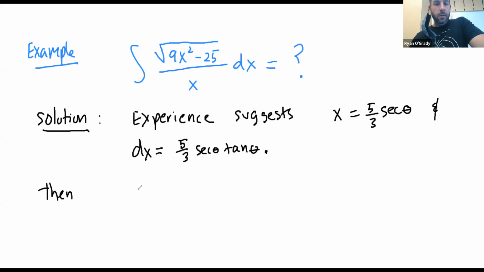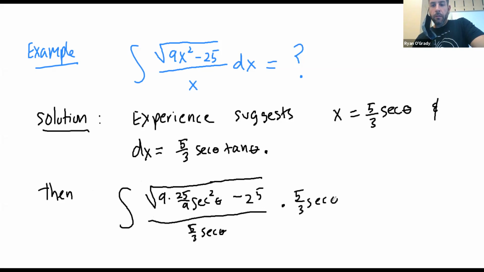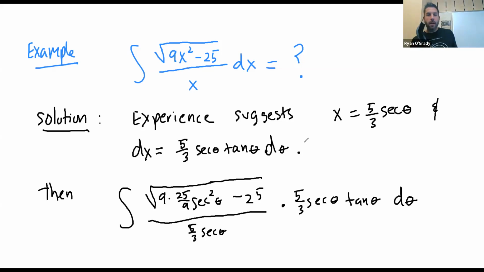And so if I plug these things in, what is the integral I'm left with? Well, we got to go very carefully. Upstairs, we're going to be left with the square root of 9 times 25/9 secant squared theta minus 25. Downstairs, I'm going to have a 5/3 secant theta. And then over here, I'm going to have a 5/3 secant theta tangent theta, d theta. I forgot my d theta here, by the way. So this looks like an absolute mess.